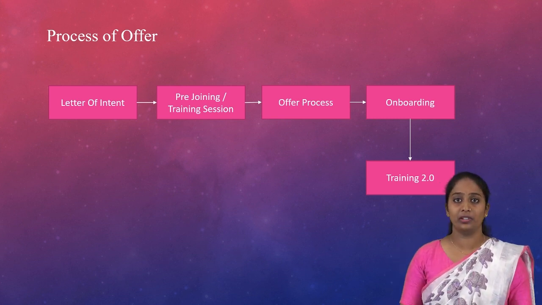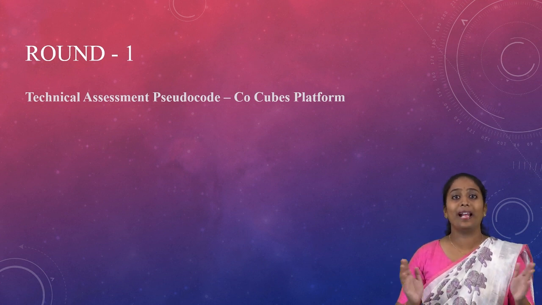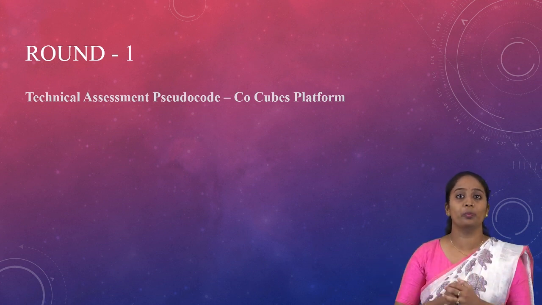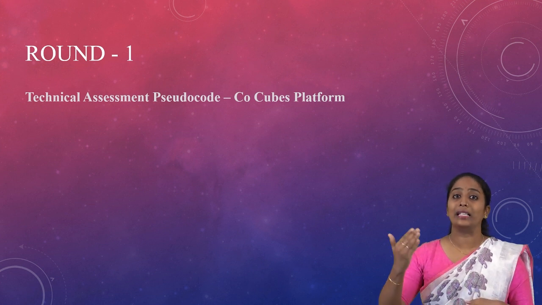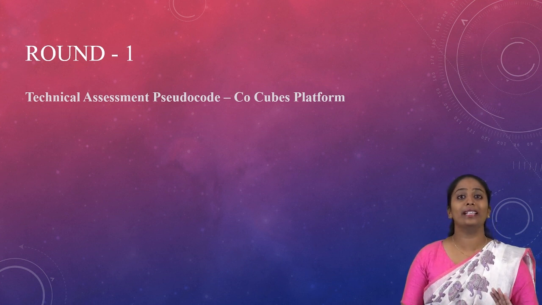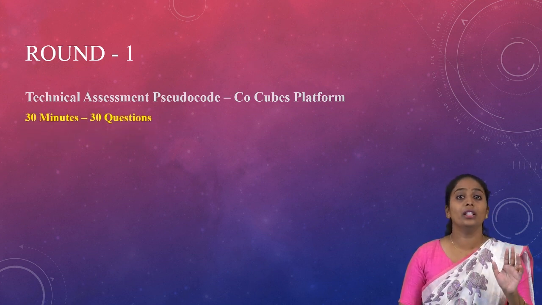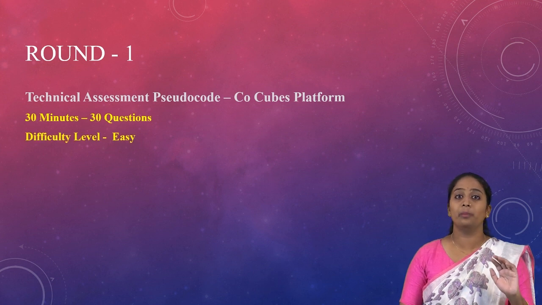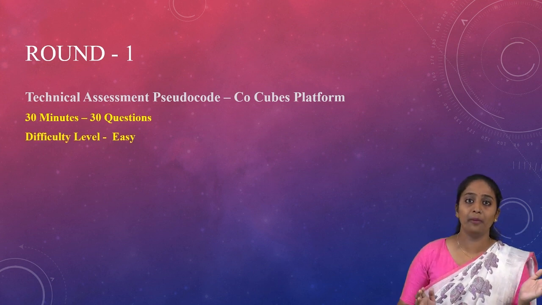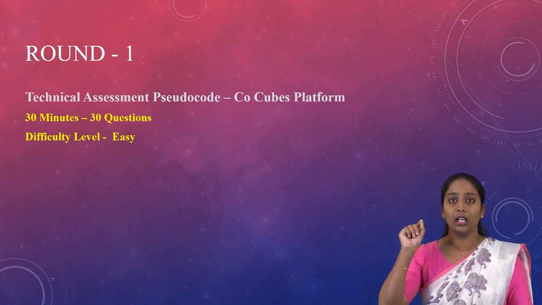Now let's see in detail about the selection process. In round 1, that is technical assessment pseudocode, it will be through the CoCubes platform. You can practice many questions on the platform, which may help you clear round 1. And this round 1 will be an easy round. You can clear it easily if you practice more problems on the platform. In round 1, you will be given 30 minutes with 30 questions. Half of the questions will be theory type and the other half will be MCQ type.